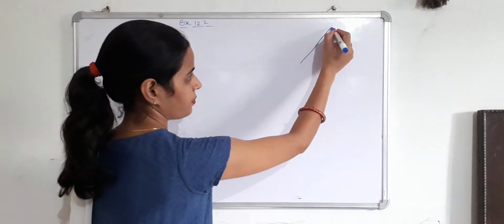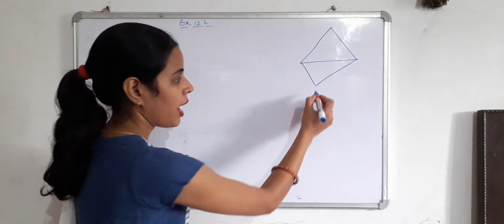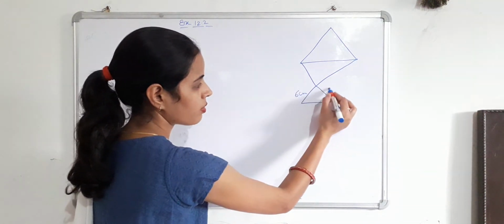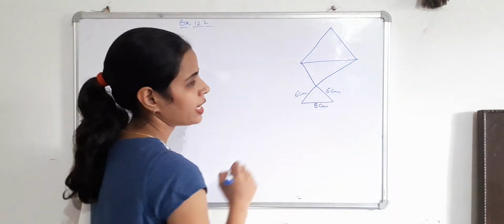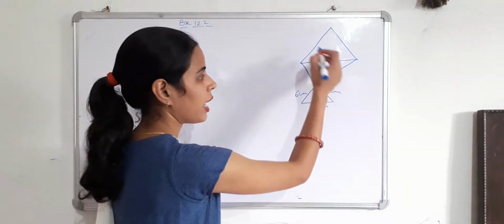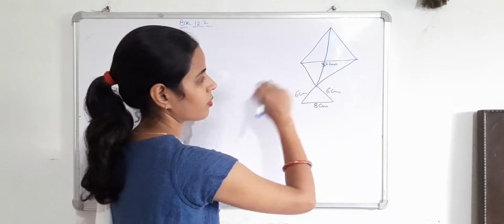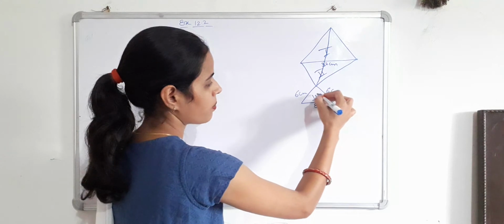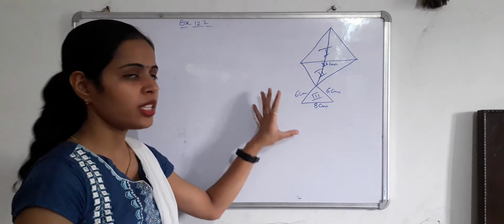Means a kite which is in the shape of a square and an isosceles triangle having two equal sides 6 centimeter, 6 centimeter and this side is 8 centimeter. This part is in the form of a square having diagonal 32 centimeter. First part, second part and third part. Each part has a different shade. You have to calculate the area of each shade.